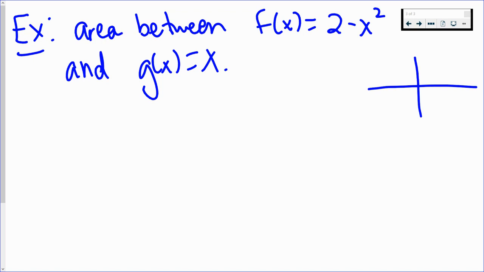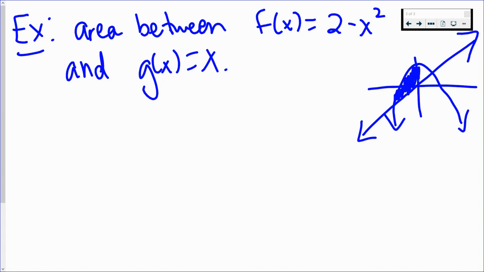2 minus x squared, it's opening down and it's moved up 2 units. Okay. Again, forgive the rough drawing. And then g of x equals x, that's just a linear function, slope of 1. Okay, so we're trying to find this area contained between those 2 graphs. So what we've got to figure out is where are these two equal to each other? Because those are going to be our bounds, our x coordinates of our limits of integration.